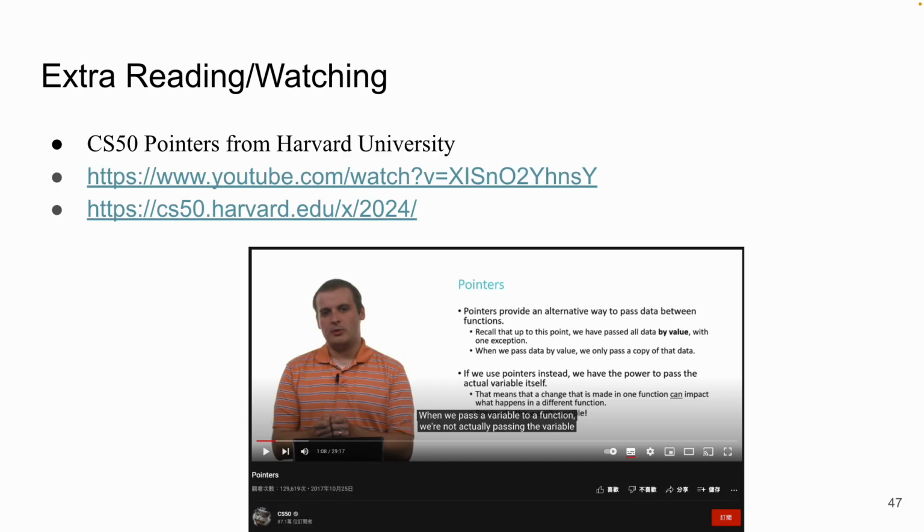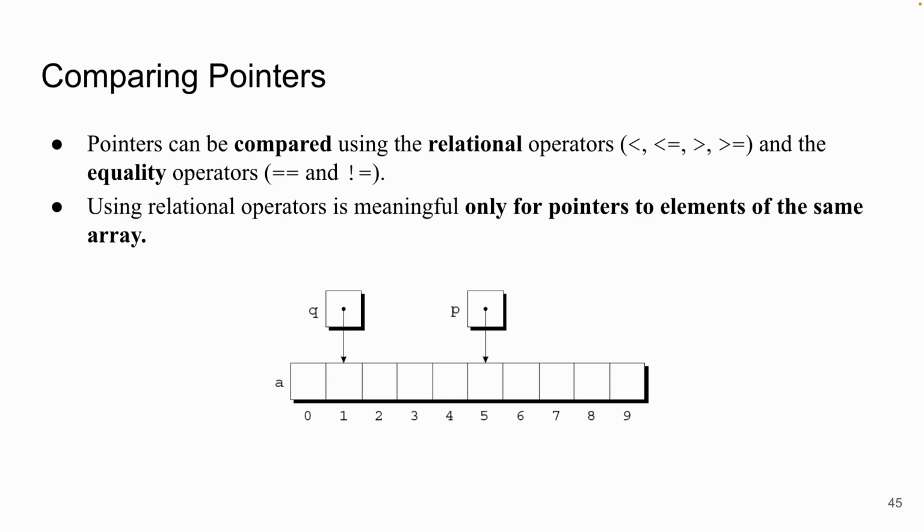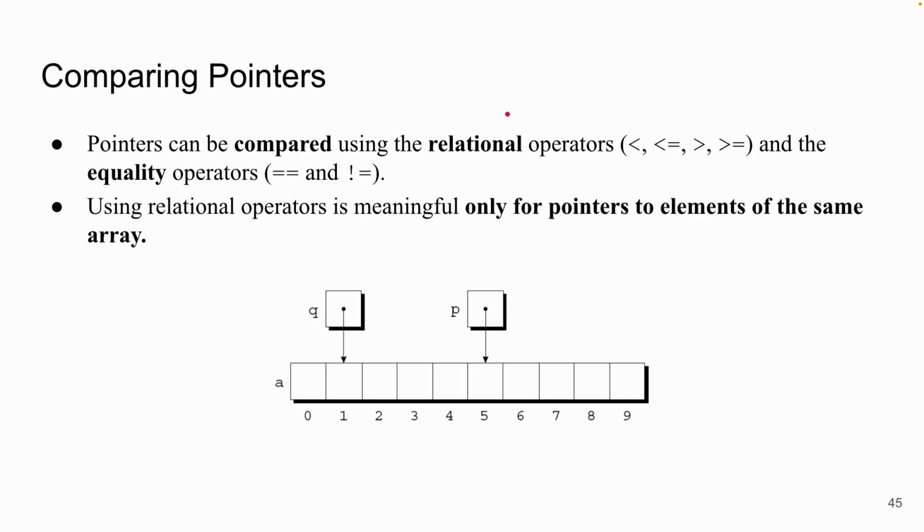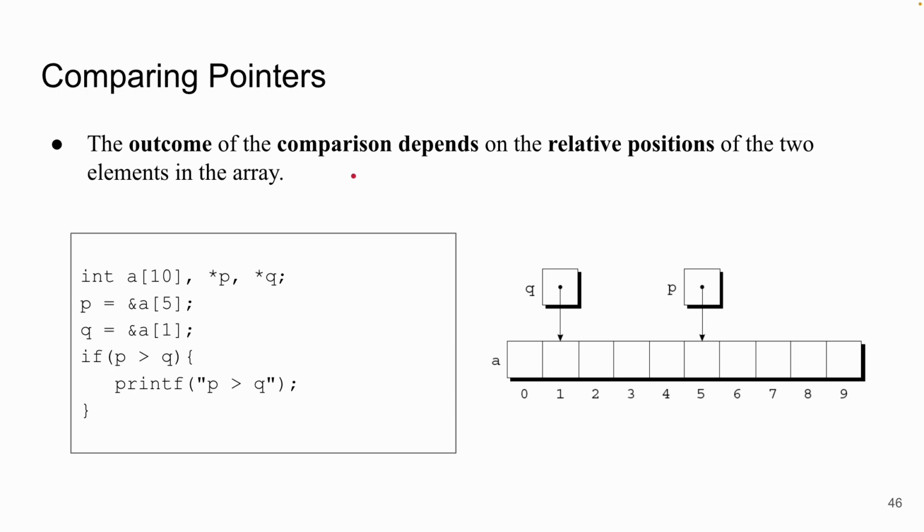Oh, okay, it's not the last. So the next thing I want to talk about is, because we can subtract pointers, right? That means that we can do some numeric comparisons between two pointers. In this case, if P and Q both point to the same array, we can apply relational operators and equality operators to check if they point to the same element. So here is a quick example for you guys.